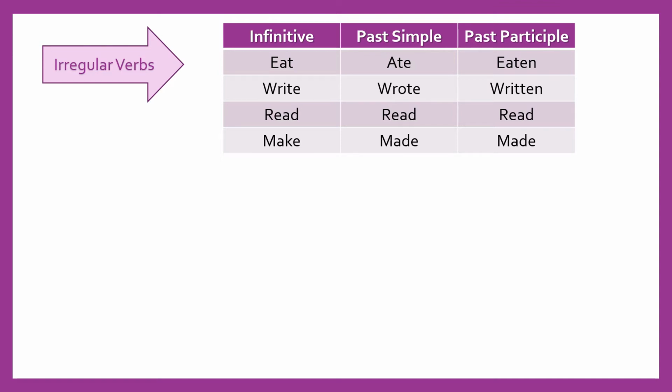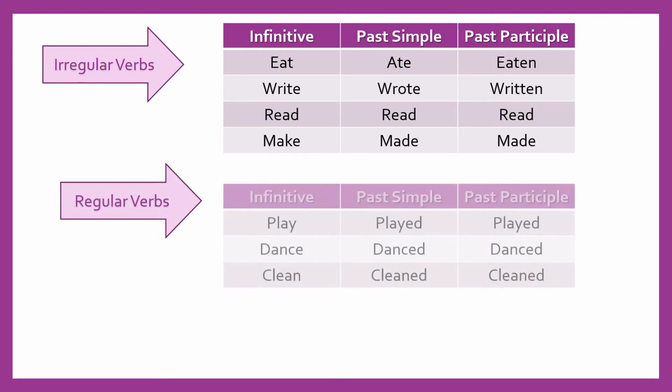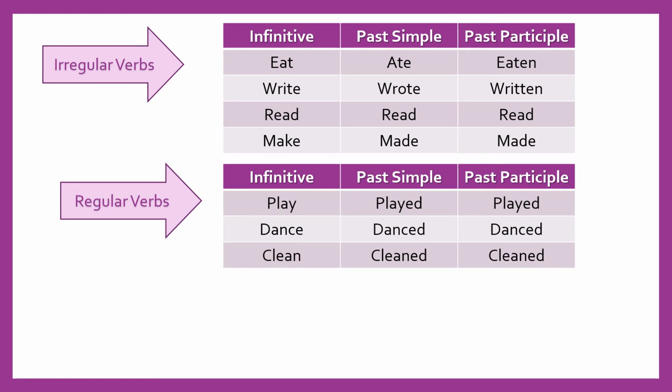And finally, the verb make. As you can see here, the past simple tense and the past participle tense are the same, made and made, but it is also an irregular verb. In the case of the regular verbs, we can see that here we add ed at the end of the word in both cases, past simple and past participle. Like for example, the verb play. Played and played in both past simple and past participle.